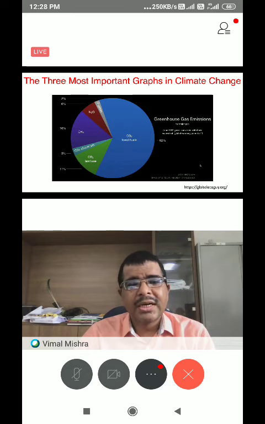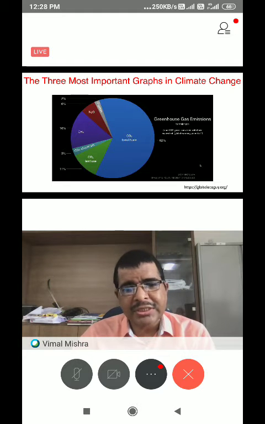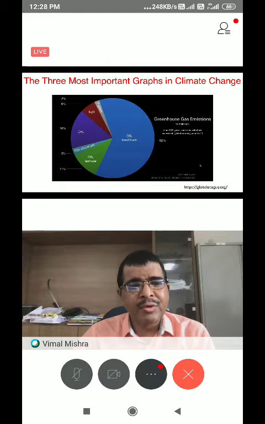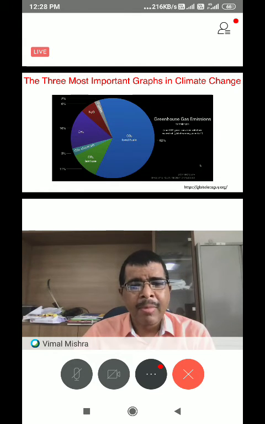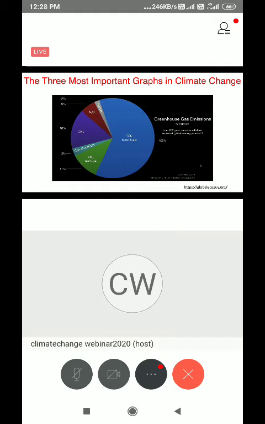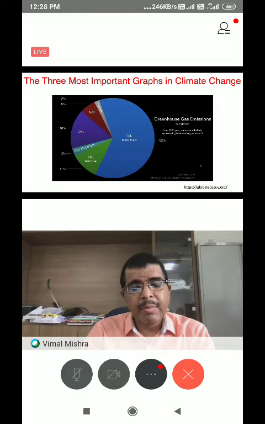So it becomes 76 plus 16, 92%, and then the rest are HFCs and CFCs and N2O, right? So fossil fuel emission has been the biggest cause of the rise in the greenhouse gases. But there are other factors like land use change and CO2 emissions from chemicals, or the permafrost thawing, or the CH4 or methane emissions from the agriculture sector.